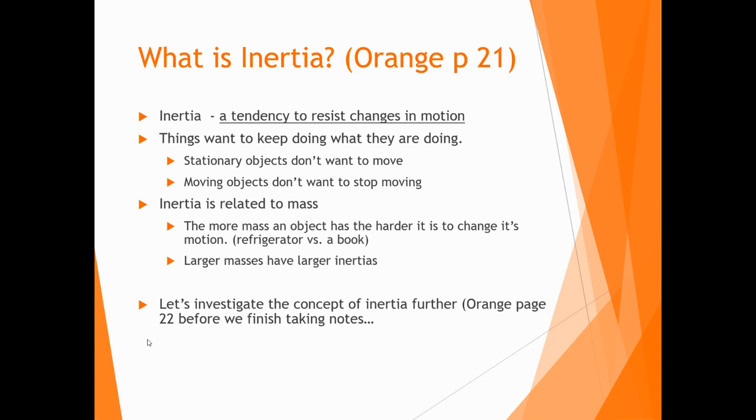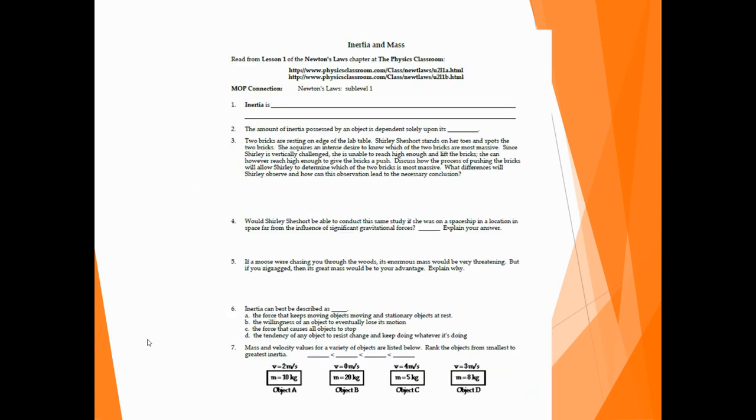If you think about a book, it is relatively easy to get it to slide across the table. Even when it starts at rest, it's pretty easy to give it a fairly small push, and it will start moving. So a book doesn't have a whole lot of inertia compared to a refrigerator. So the larger the mass, the larger the inertia. Let's talk a little bit more about inertia before we continue taking notes. So we're going to skip to orange page 22, and then we'll come back later on to take notes.